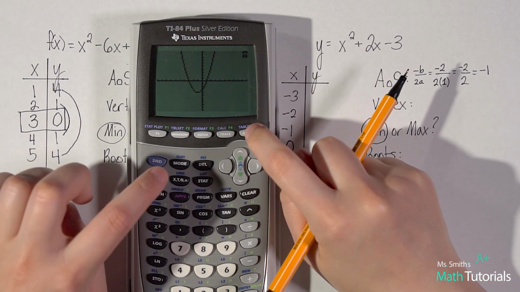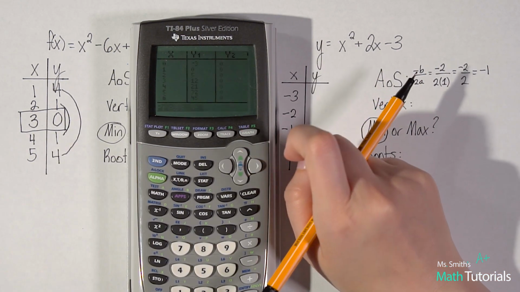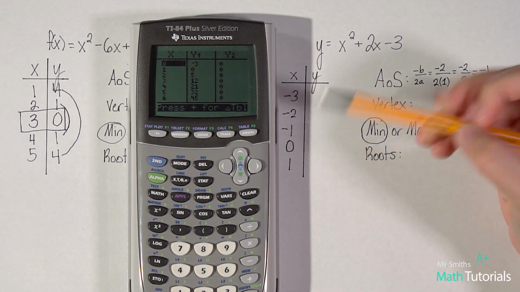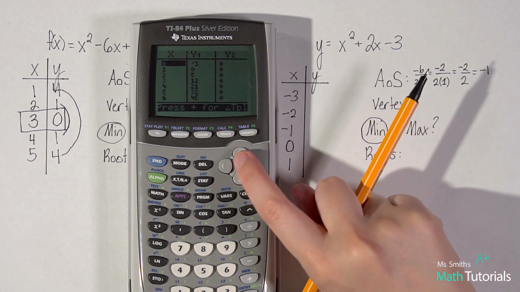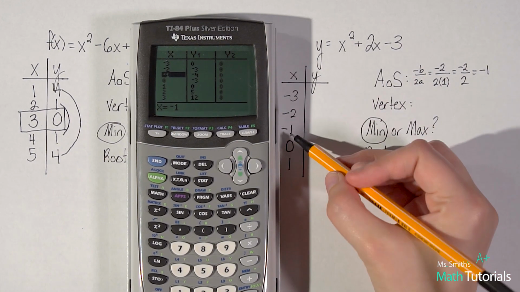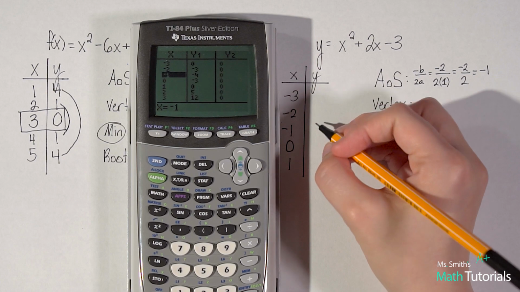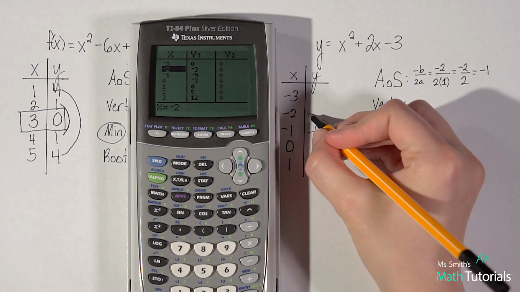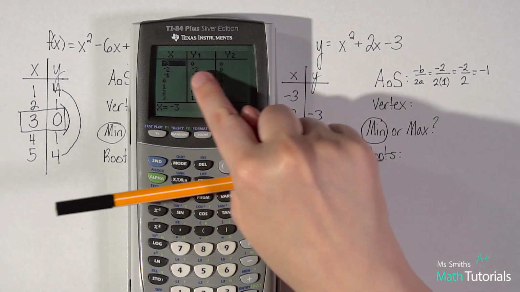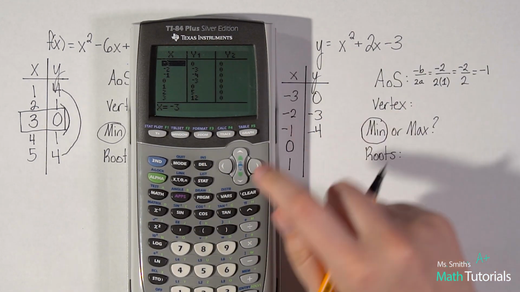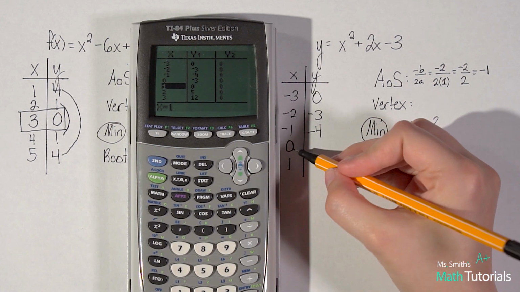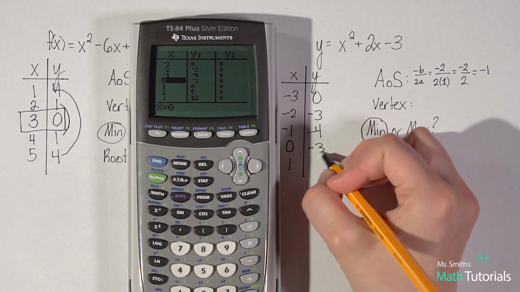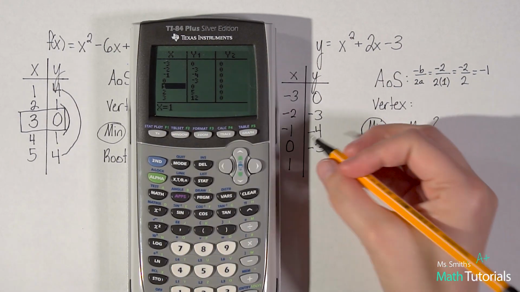All right, so let's look at the graph, the table. So second table, and I want to fill in my table over here. Let me go to my axis of symmetry, negative 1. I see when x is negative 1, y is negative 4. When x is negative 2, y is negative 3. And when x is negative 3, y is 0. So below, where x is 0, y is negative 3. And when x is 1, y is 0.